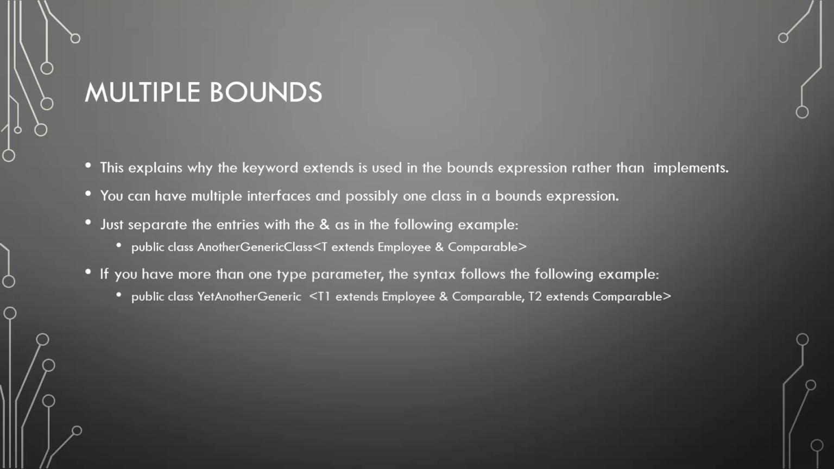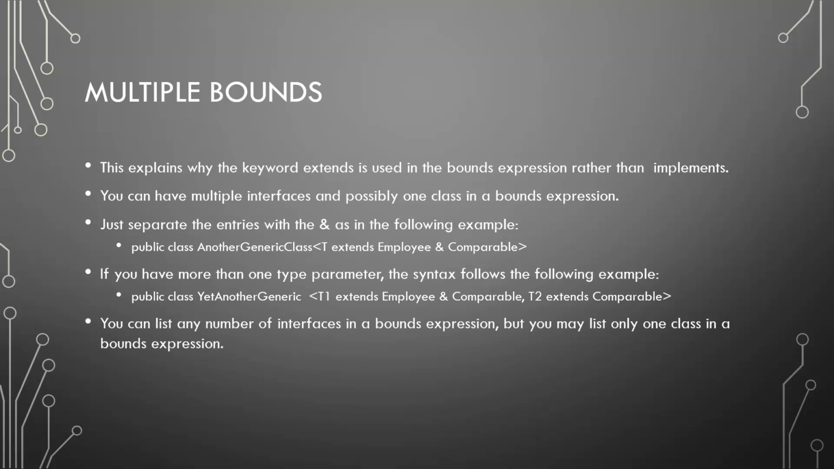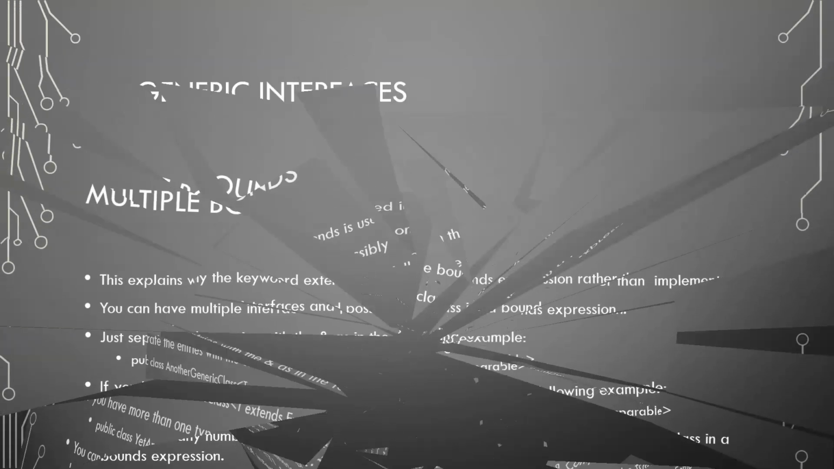If you have more than one type parameter, the syntax follows the following example: public class YetAnotherGeneric<T1 extends Employee & Comparable, T2 extends Comparable>. You can list any number of interfaces in a bounds expression, but you may only list one class in a bounds expression. Moreover, if you do list a class along with some interfaces, the class must be first in the list.